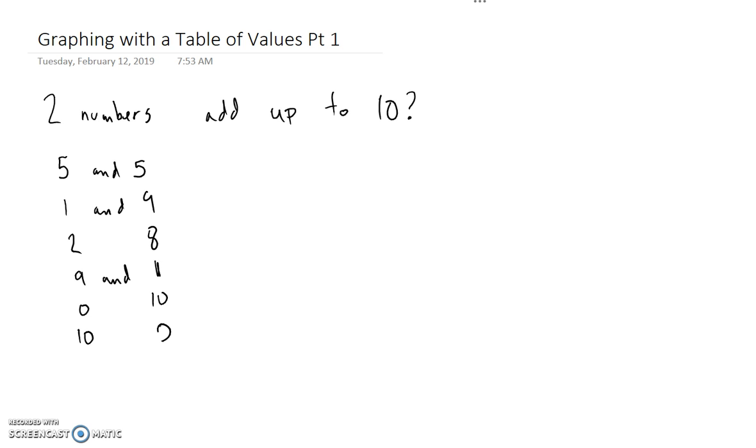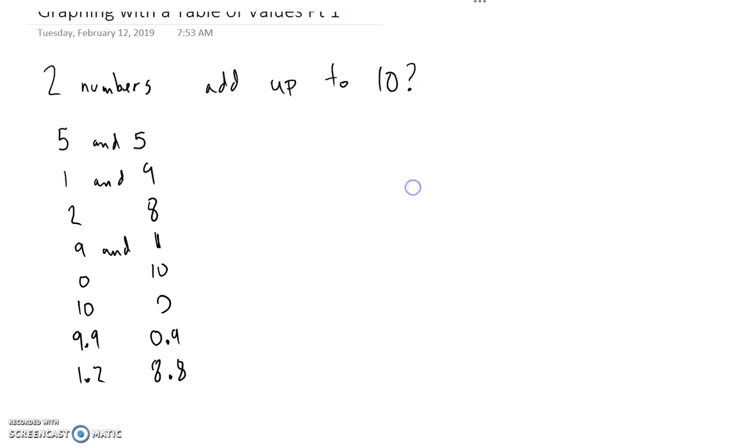Wait, what about decimals? Could we do decimals? Could I do 9.9 and 0.9? Could I do 1.2 and 8.8? Okay, so that means we've got a lot more decimals to be writing in there. Could I also do 9.999 and 0.001? Yes, we could. Okay, so now we've got all the decimals that we need to take care of. What about negatives? Could I do -8 and +18?